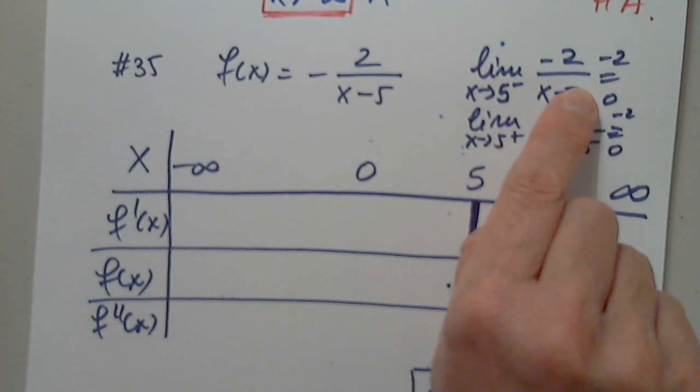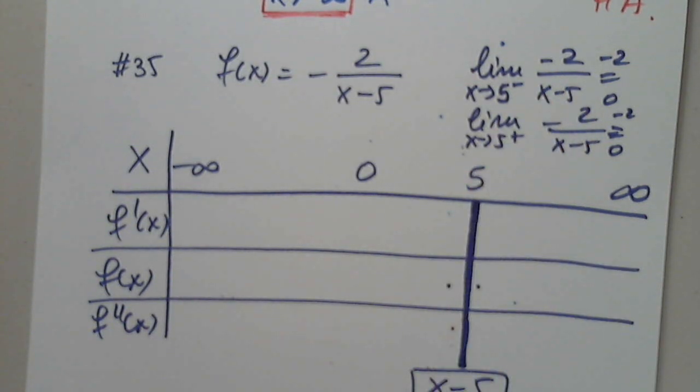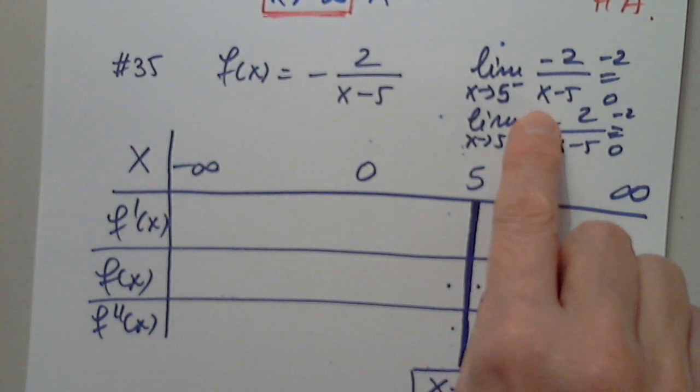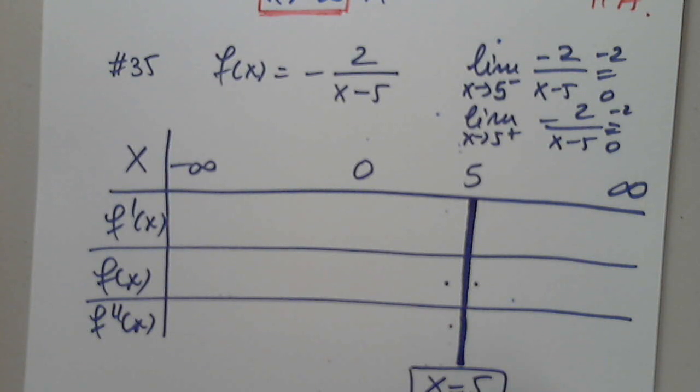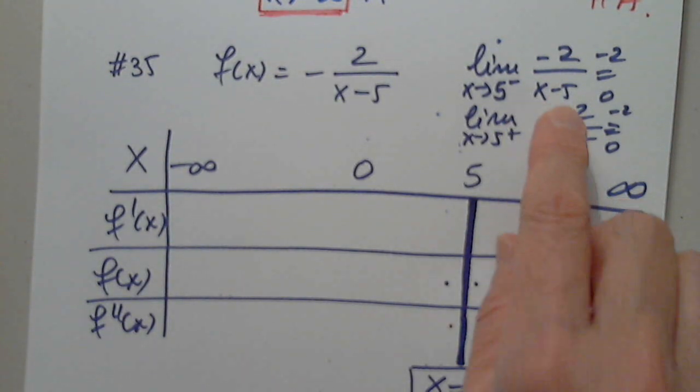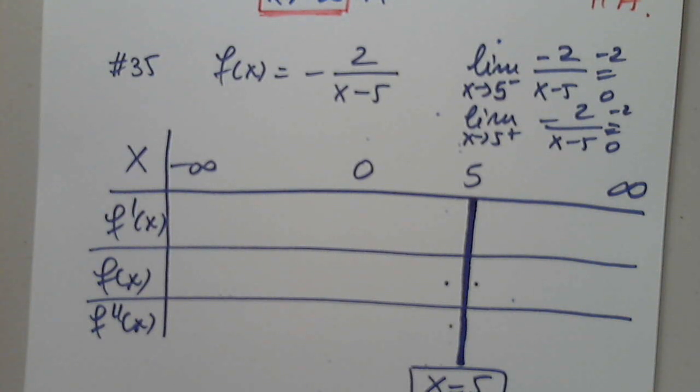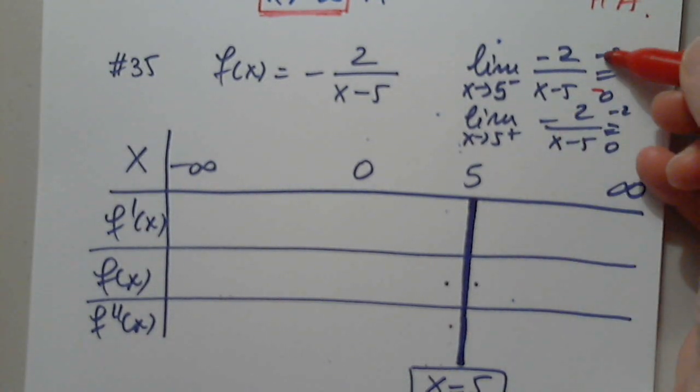With 4.9, is the denominator positive or negative? 4.9 minus 5. Is the answer positive or negative? Everyone knows 4.9 minus 5. Positive or negative? Negative. Perfect. So I have a negative over a negative.